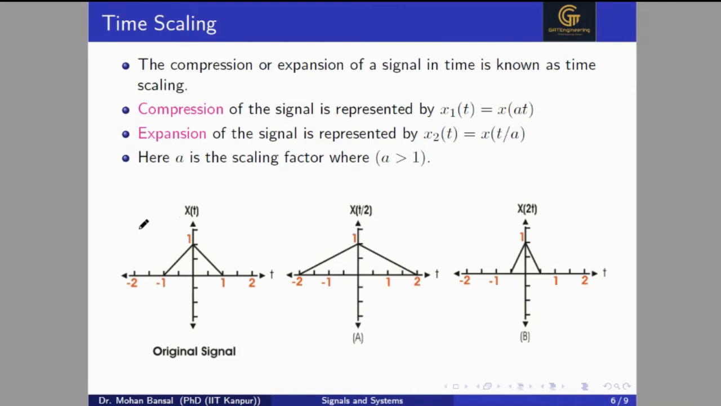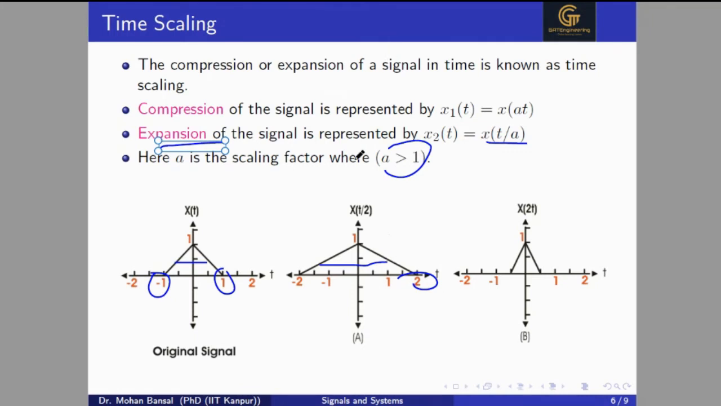So here we have a signal x(t) starting from minus 1 and ending at 1. After that, the signal is 0. If we write x(t/2), this is the expansion by a factor of a. Here a is equal to 2, so this signal will expand by a factor of 2. The signal was starting from minus 1, it will start from minus 2. Previously the signal was ending at 1, now it is ending at 2. Now its width is increased. So width is expanding, and that's why it is called expansion.